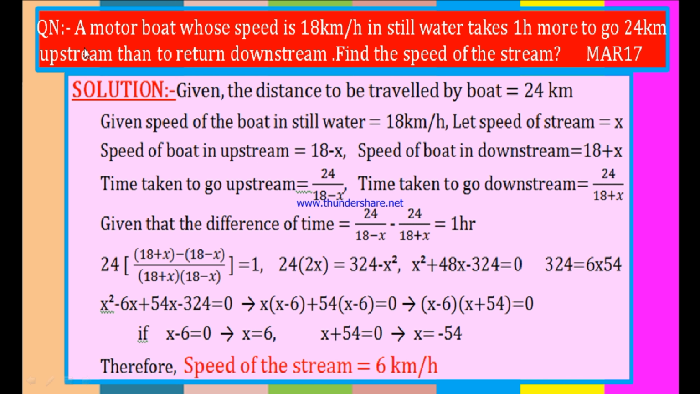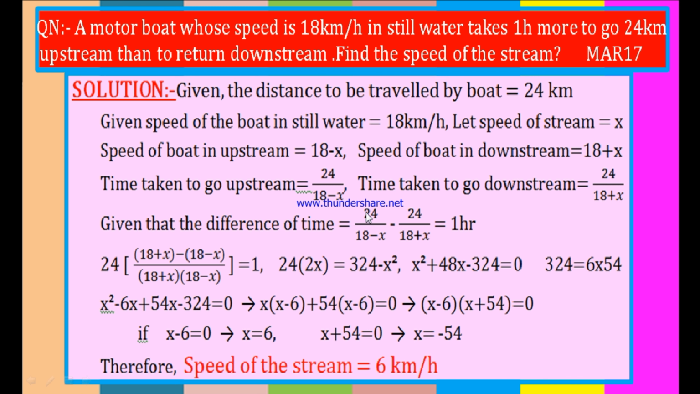It is given in the question that the difference of the time is 1 hour. The boat takes 1 hour more time if it moves upstream. Therefore, the difference of the time is equal to 1 hour. Generally, the time taken to go upstream will be more. Therefore, 24 by 18 minus x, minus the time taken to go downstream, which is less, 24 by 18 plus x. The difference of these two is 1 hour. This is equal to 1.